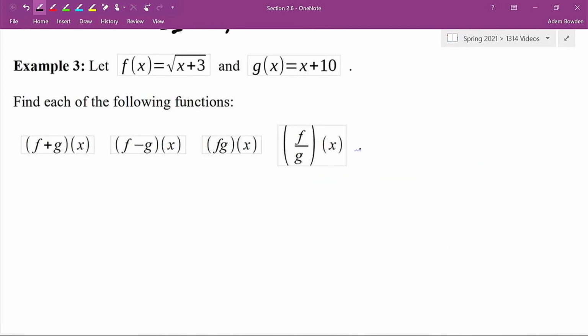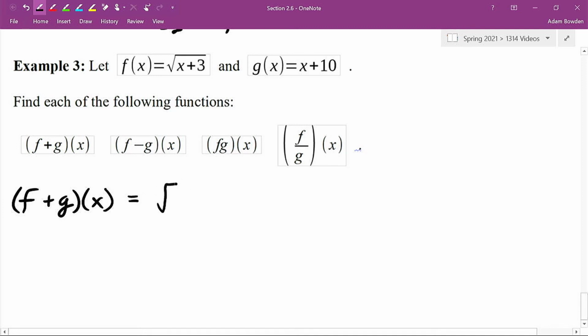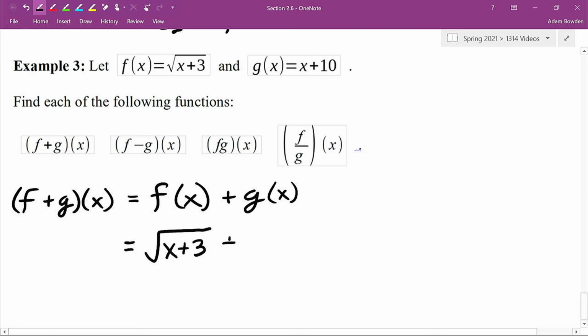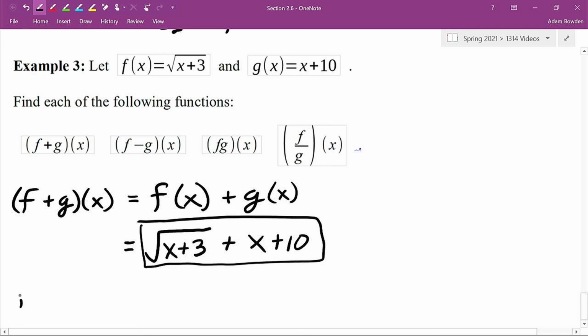I'm going to take a look at this one here, where we have f of x equals the square root of x plus 3, and g of x is equal to x plus 10. We're going to start off by finding f plus g of x. And that's actually not a whole lot there to combine, but we do start with this is equal to f of x plus the g of x, and that would equal to the f of x function, square root of x plus 3, plus the g of x function, x plus 10. There's really no terms we can combine there, so that's all it would do.